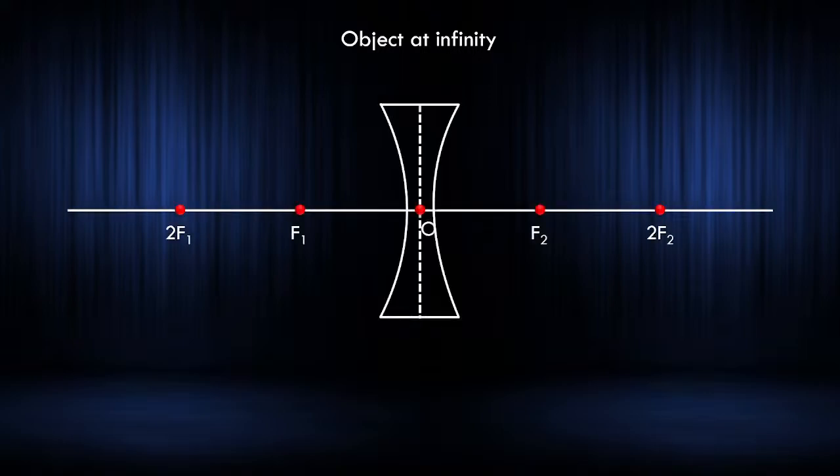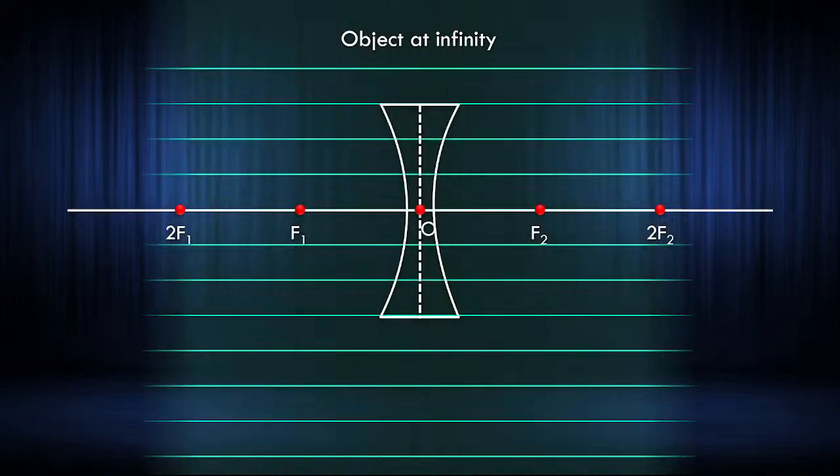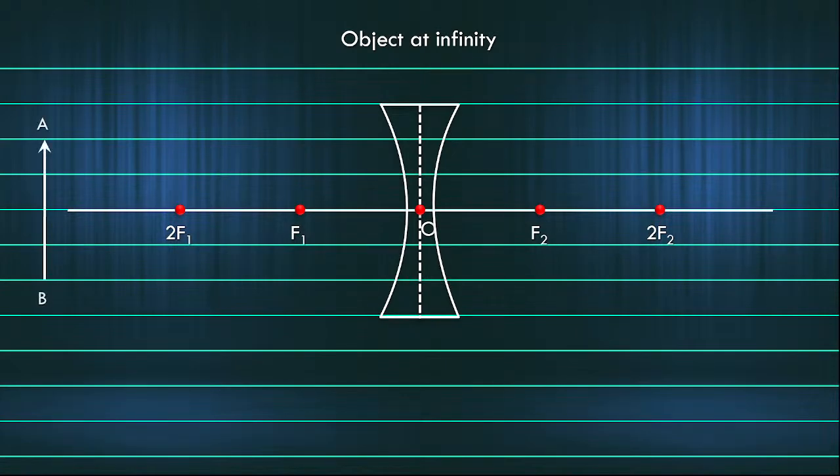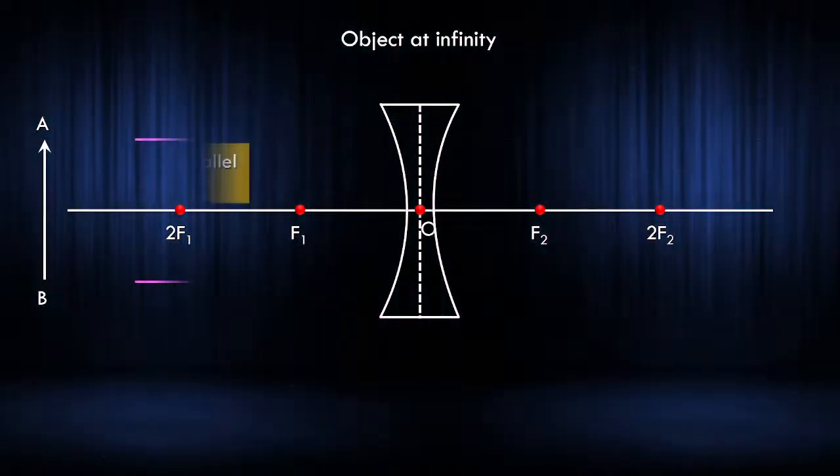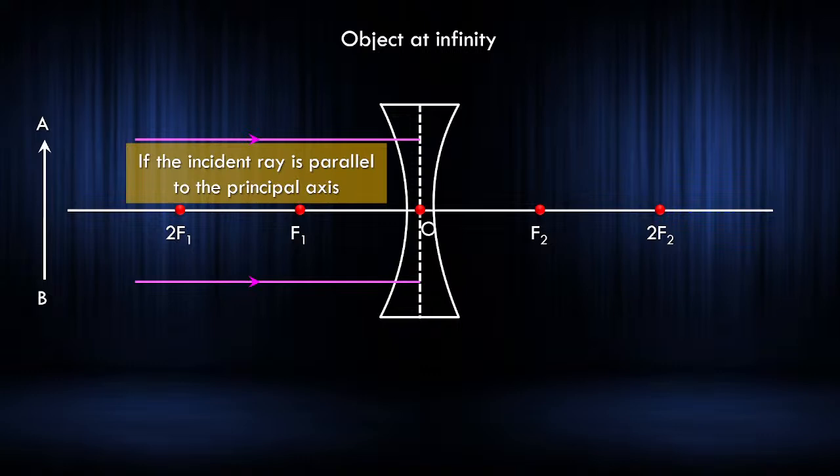Now let us try to draw the ray diagram. Object at infinity. This is the ray diagram. Object at infinity. AB is an object. Incident ray parallel to the principal axis. So what is the first rule? Passes through F1 or F2? Very good.